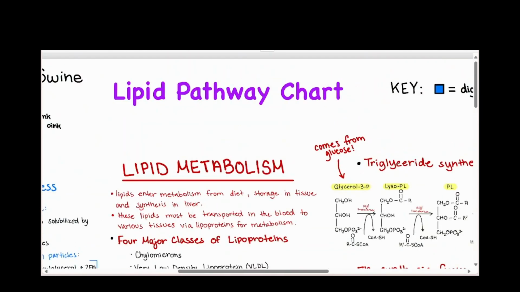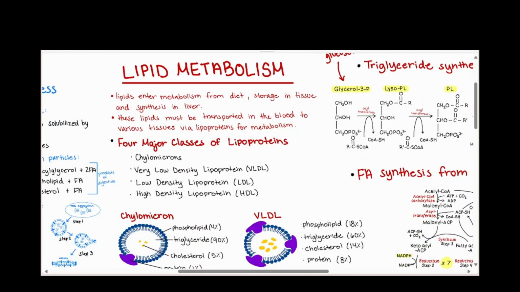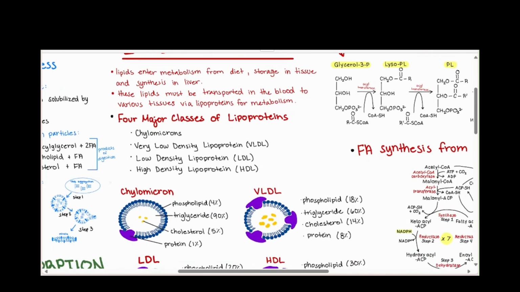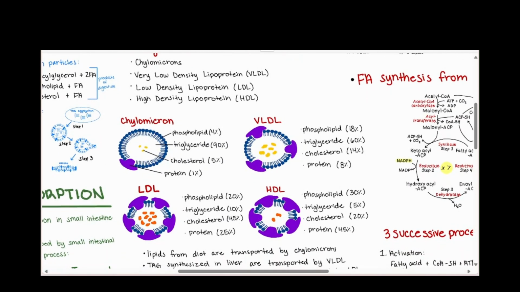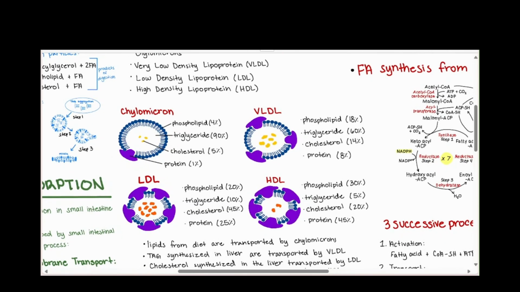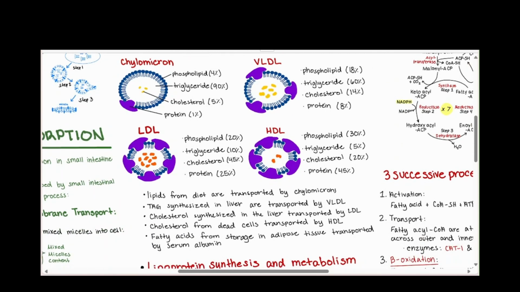Next is lipid metabolism. Lipid transport via lipoproteins is very important, which deliver lipids to various tissues in the body. There are four main types of lipoproteins: chylomicrons, very low-density lipoproteins, low-density lipoproteins, and high-density lipoproteins. Each class transports specific types of lipids. For instance, chylomicrons carry dietary lipids. VLDL transports triglycerides from the liver, LDL carries cholesterol from the liver, and HDL retrieves cholesterol from dead cells.